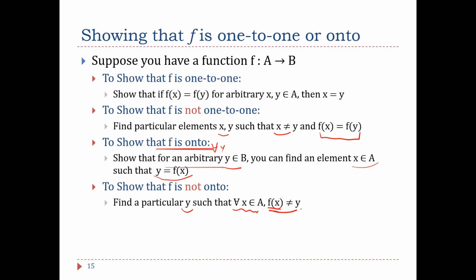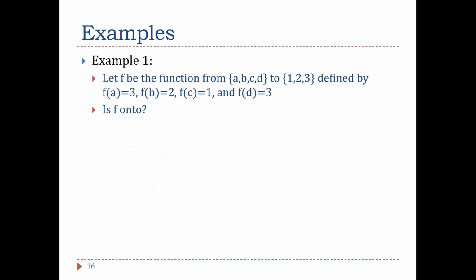Okay, so we only have an existentially quantified expression when we want to prove that a function is not injective. In the case of a proof of an injective function, we need a universal quantifier. For the proof of onto, or the refutation of the onto property, we need universally quantified expressions. Let's consider a few examples.